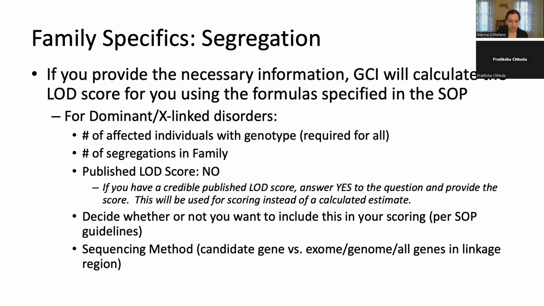Okay, so I just detailed all of that. Another thing that you need to include is the sequencing method. So this will affect how we calculate the segregation score. You can either choose candidate gene or exome genome, all genes in the linkage region sequenced, and you would get more points for this latter type of sequencing compared to candidate gene because you've just looked at your gene of interest.